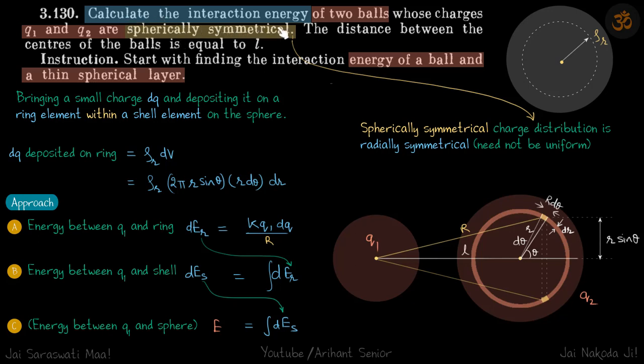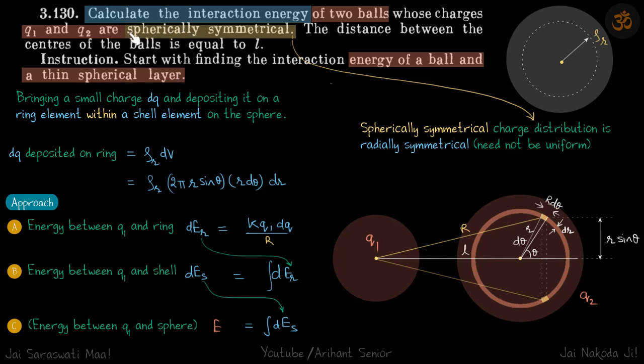We need to calculate the interaction energy of two balls, the charges of which are spherically symmetrical. They are at a distance L. And a hint has been given that we should start by finding the energy of a ball and a thin spherical layer, which is a spherical shell.